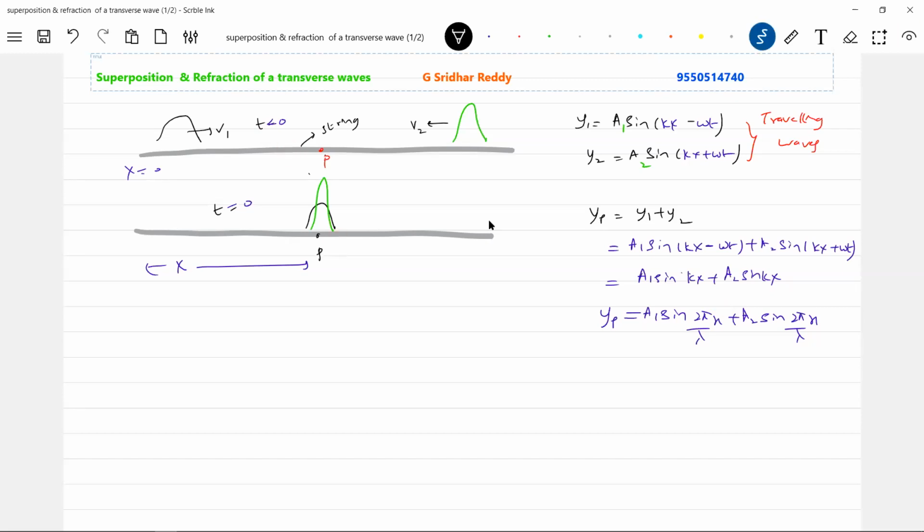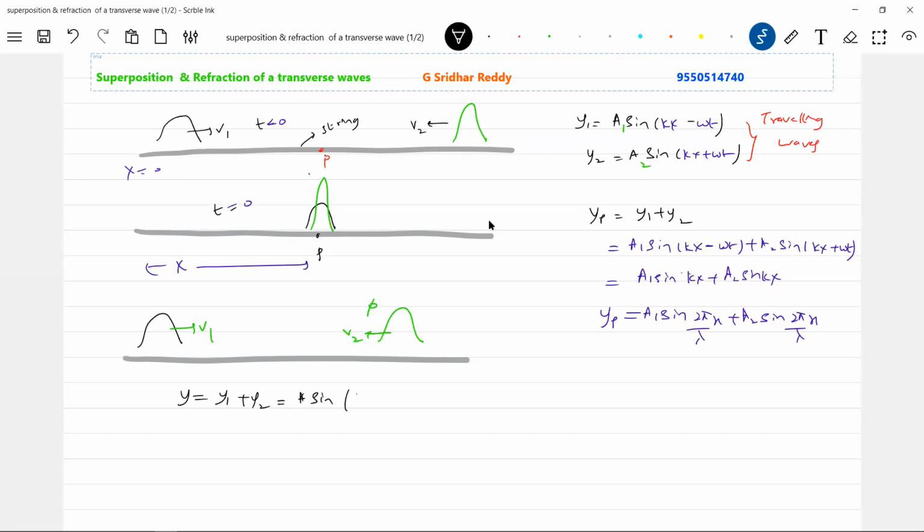Sir, what happens if there is a rope, and we have the waves like this, V1 and V2, having some phase? Let's assume that. So what are the equations? I'll write it. Y equals Y1 plus Y2.